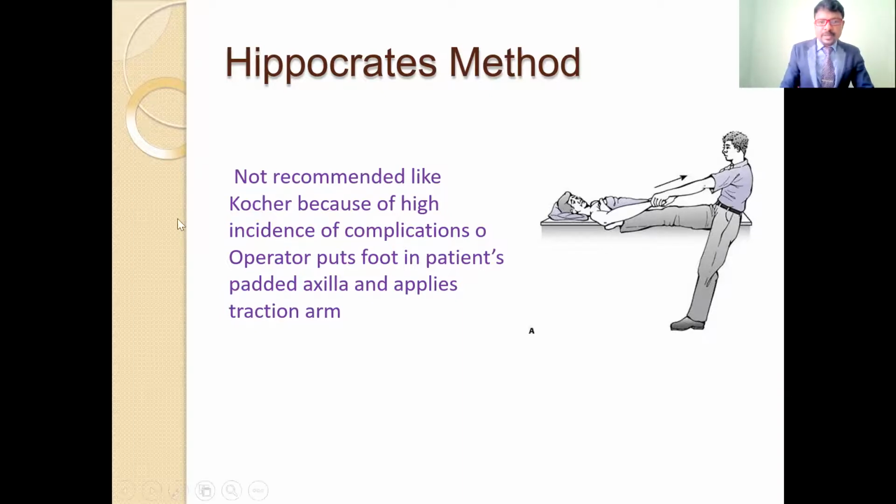So this is also the Hippocrates method. You put one foot inside the axilla and push it upwards. If we give the traction, we relocate the head of the humerus into the glenoid cavity. So this is another method, the Hippocrates method.